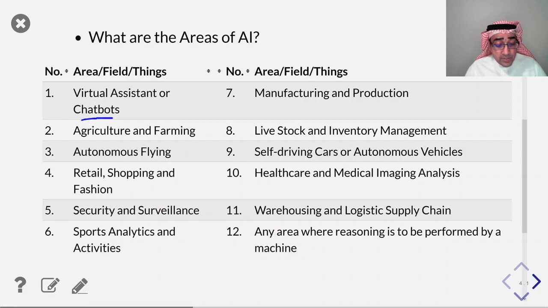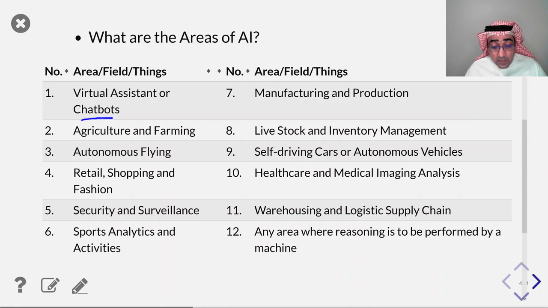Okay, sports analytics is used a lot. So basically, if you want to make a team and you want to see if two players can work together or not, this is one area that artificial intelligence is also working in. Manufacturing and production is another area where manufacturers are using AI algorithms to improve manufacturing capabilities. It's also used in livestock management, okay?